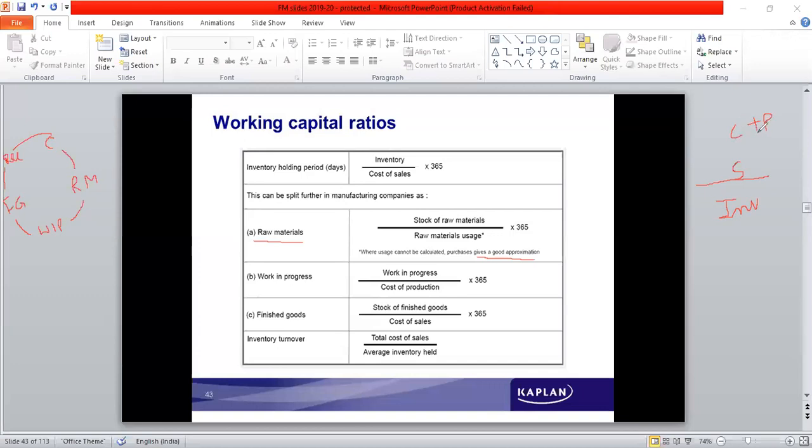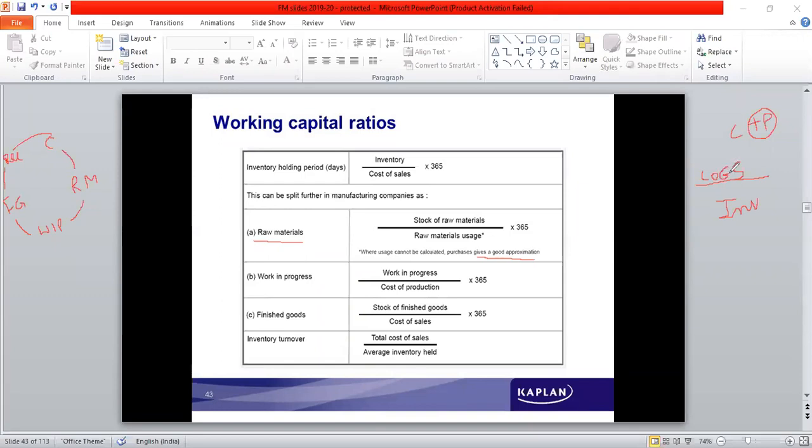Sales is cost plus profit. So higher sales may be on account of the higher profit margin which is added. Therefore, eliminate that profit margin and stick with cost of goods sold. So that is the logic in taking that.